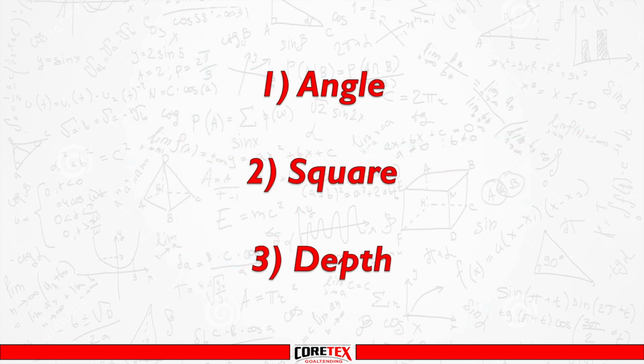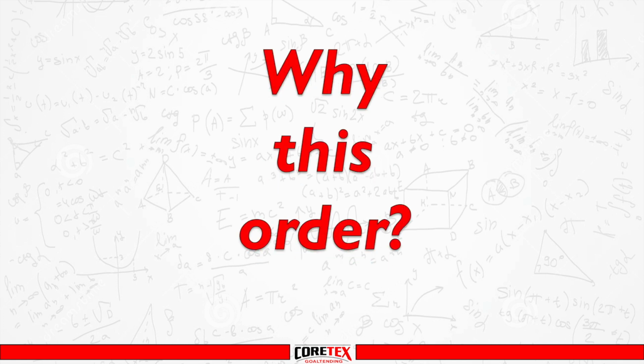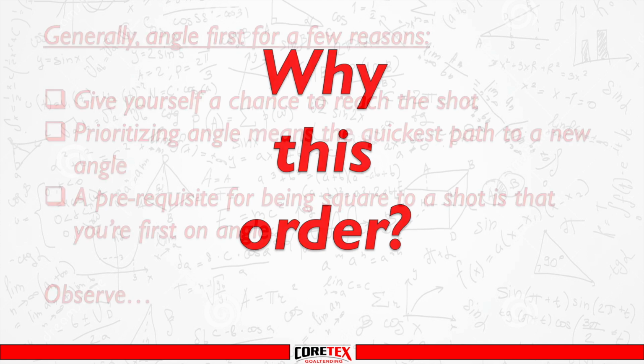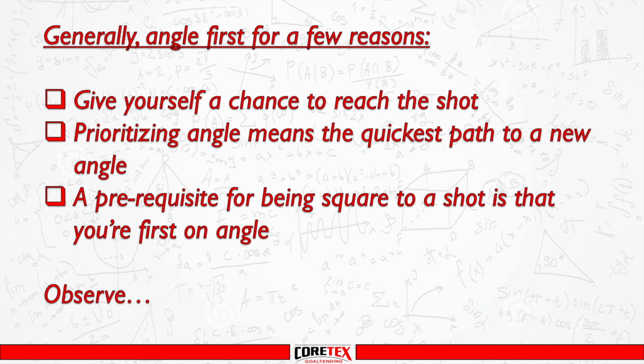Again, with the three fundamentals of positioning, angle, square, and depth, you'll typically hear people talk about finding the angle first, then squaring up, and then finding your depth. We'll cover depth in another video, but I just wanted to go over why it's this order. Why angle first and then squaring up after? Angle first for me means a couple of things.